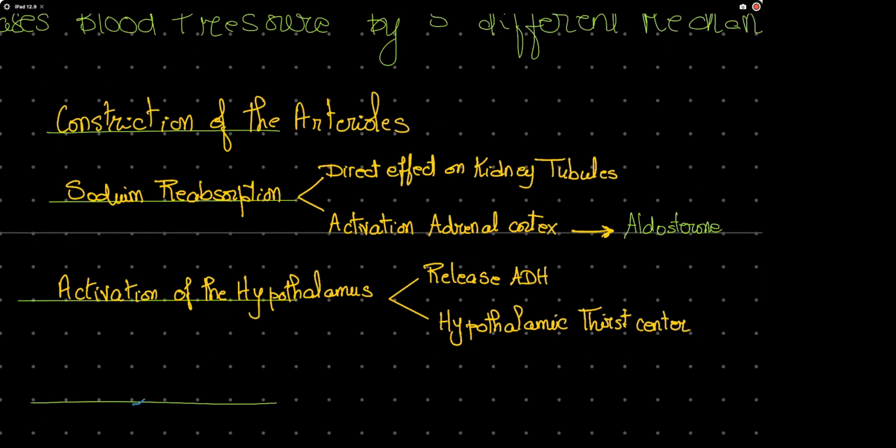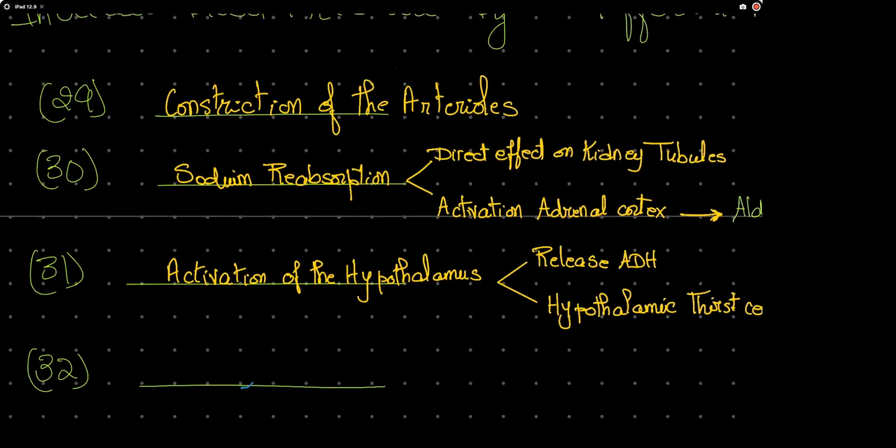So again, two effects here of the angiotensin II on your hypothalamus. First, it enhances the hypothalamus to release ADH. The second is by activating the hypothalamic thirst center. And by both means, you're going to be increasing the blood volume and so the blood pressure.